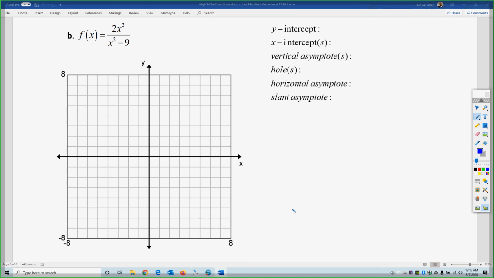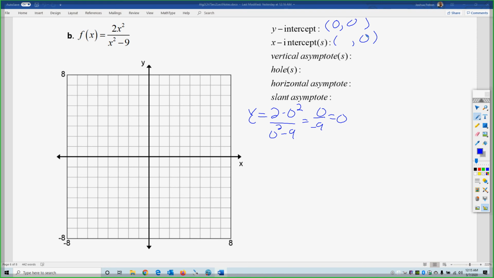So in this scenario, they are of equal power, top and bottom. Let's see, y-intercept by definition. X is 0, so we have y equals, 2 times 0 squared over 0 squared minus 9. So essentially 0 over minus 9, which is 0.